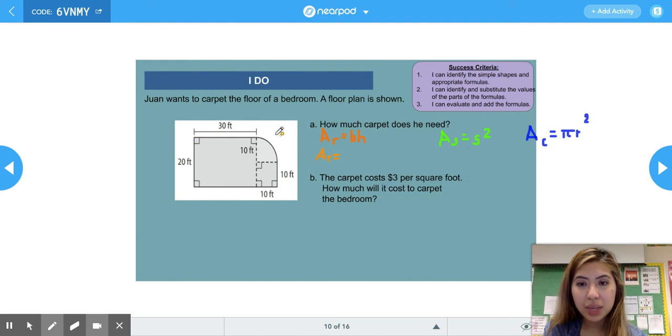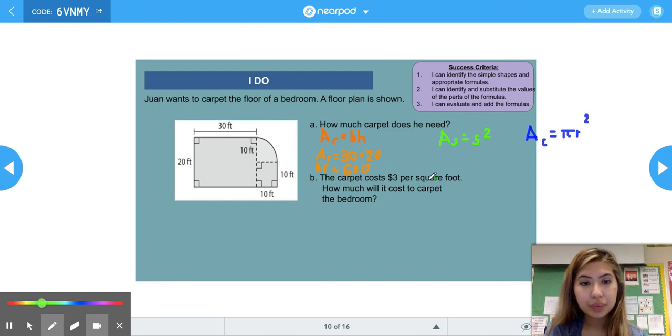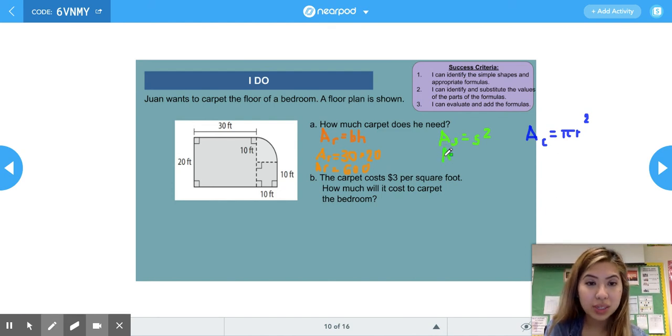So starting off with a rectangle, we have the base is 30, the height is 20, 30 times 20, 600. Then for the square, we have to multiply one side length by the other side length. So we're doing 10 squared, or 10 times 10, and that is 100.